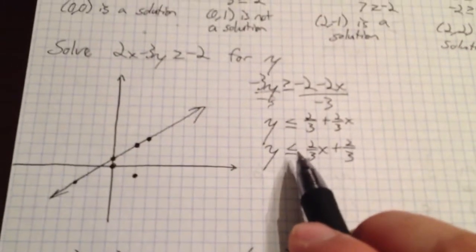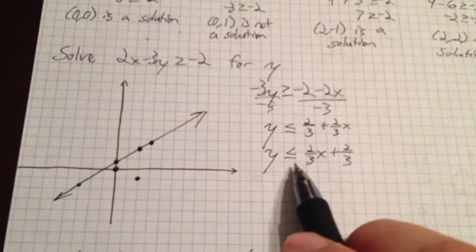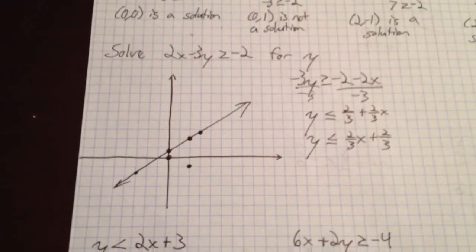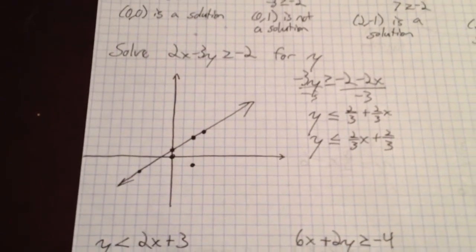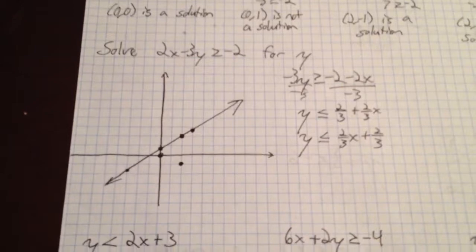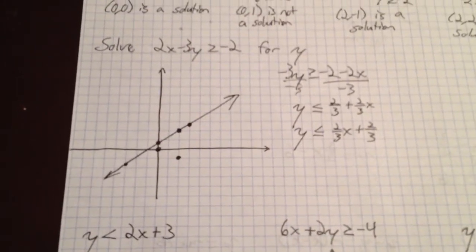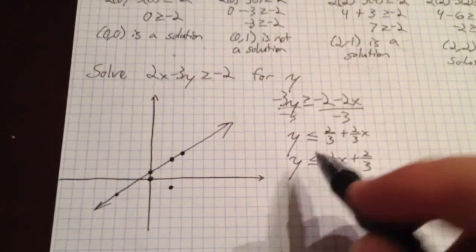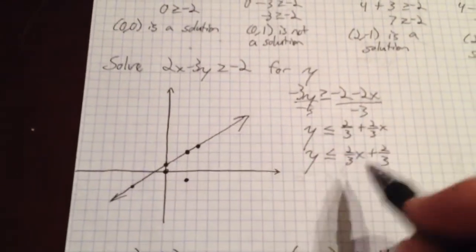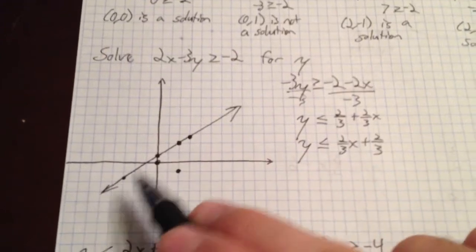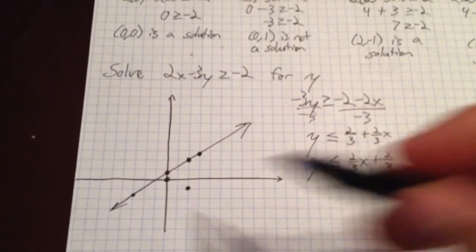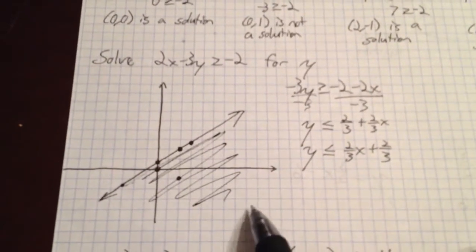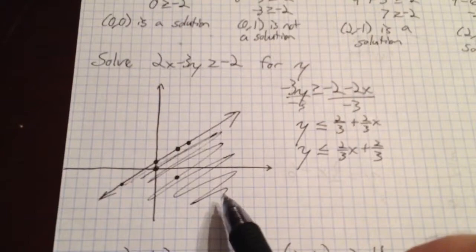Notice your symbol over here is less than or equal to. This is where the same kind of thing comes into play as with our inequalities on a number line, where we do a solid dot or an open dot and then we shade. It comes into play exactly the same with this. We're going to have a solid line because the equal to tells me the points on the line are solutions. And we're going to shade below the line because the points below the line will also be solutions.